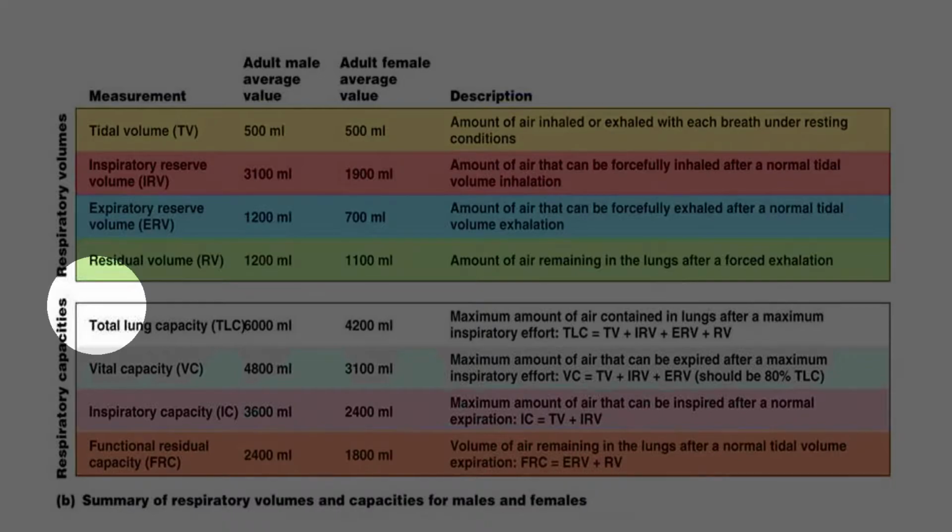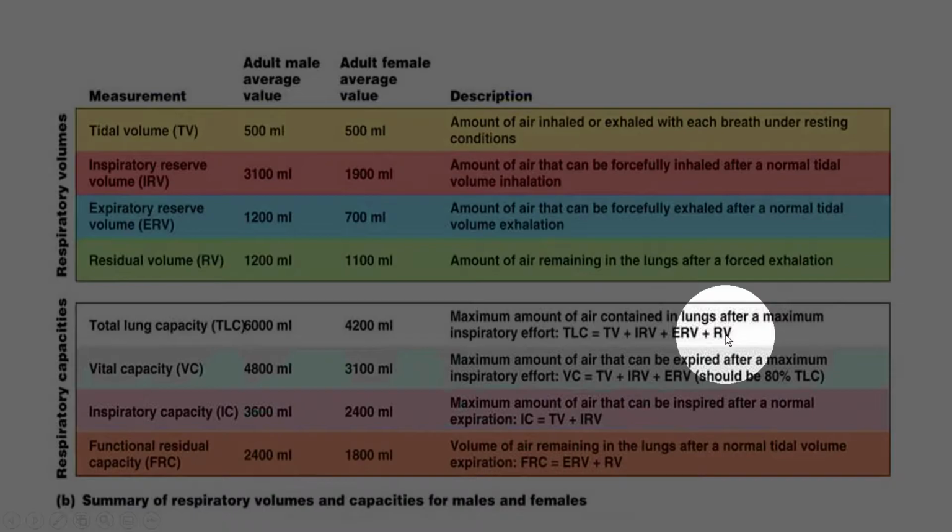So the first one is total lung capacity. Total lung capacity is about 6000 ml in male subject and 4200 ml in female subject. Again, there is a big difference. Total lung capacity is defined as the maximum amount of air contained in the lungs after maximum inspiration effort. So the total lung capacity includes tidal volume plus inspiratory reserve volume plus expiratory reserve volume plus residual volume.